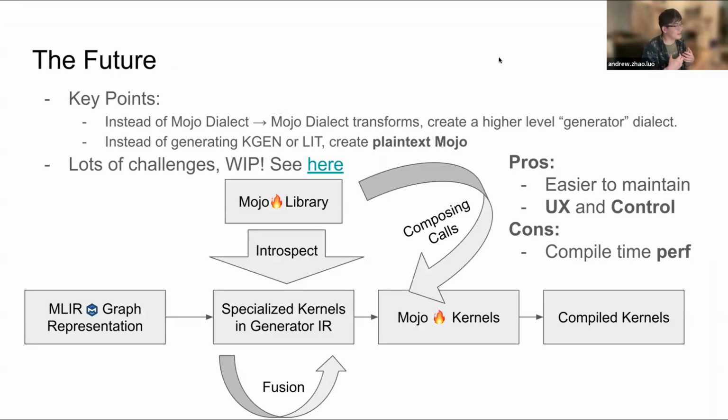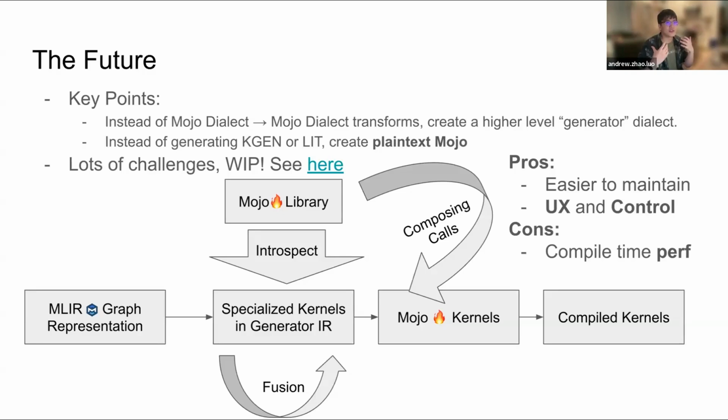So in the future, this is sort of active work, but we're trying to get away from the system because it does slow us down and it does make it difficult to do a lot of the things we potentially want to do in the future. For example, instead of doing these Mojo dialect to Mojo dialect transformations, our approach is to create a higher level generator dialect, which then generates something in the Mojo stack, whether that be kgen lit or Mojo plaintext.